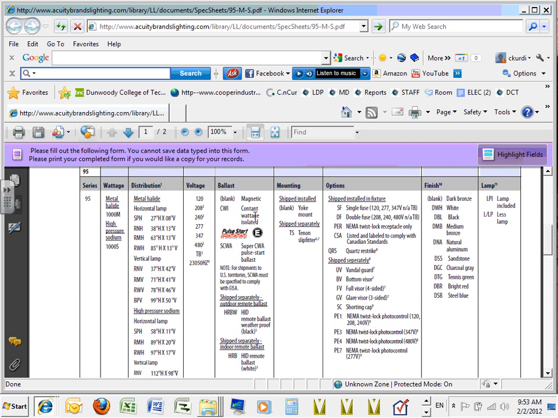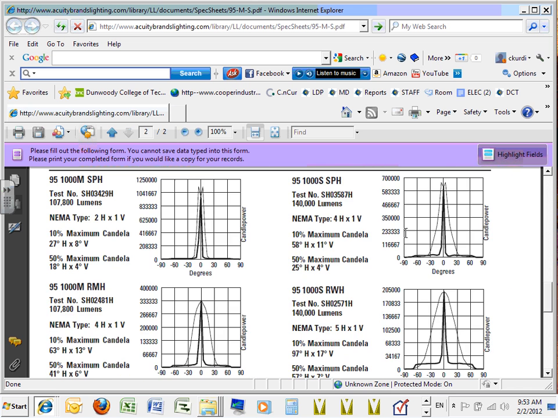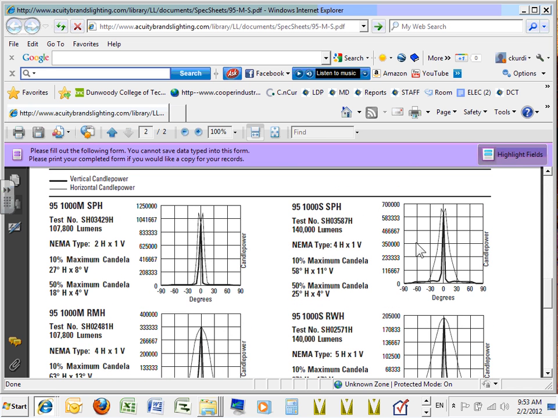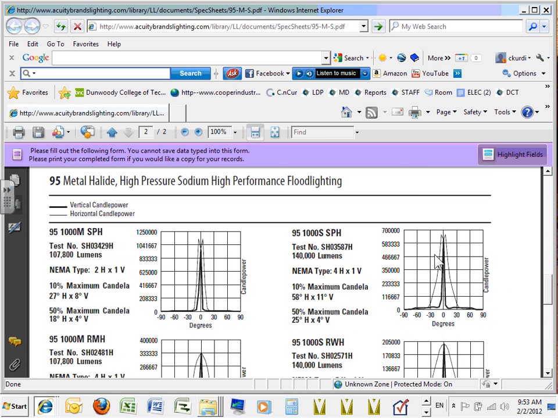A lot of catalog description, but here's my favorite: it will give you the distribution curve for it, the candela power. I want to bring to your attention, most of us don't pay attention to this. If you look here, it says vertical candela power and horizontal candela power. The reason we pay less attention to this is because we have the software. We pull the IES file and put it in.